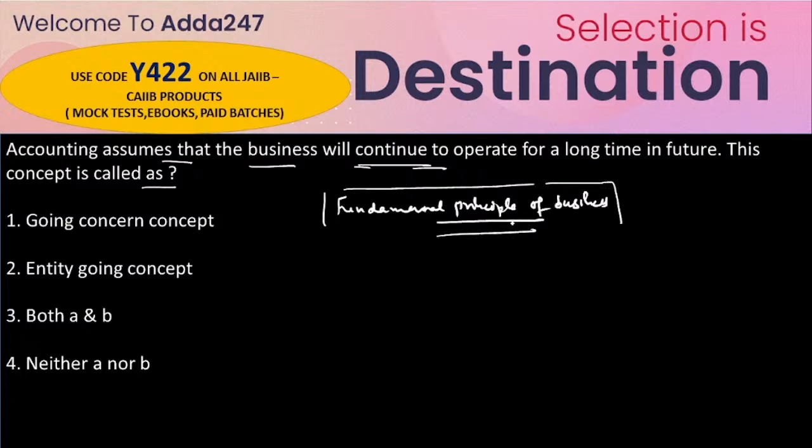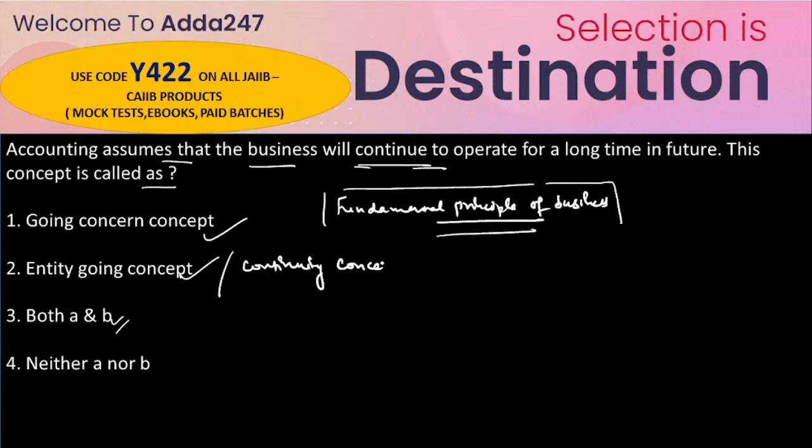It assumes that during and beyond the next fiscal period, a company will complete its current plans, use its existing assets, and continue to meet its financial obligations. So accounting assumes that the business will continue to operate for a long time in future. This concept is called the going concern concept, as well as the entity going concept. In this question, the answer would be both A and B. The underlying principle is also known as the continuity concern concept.